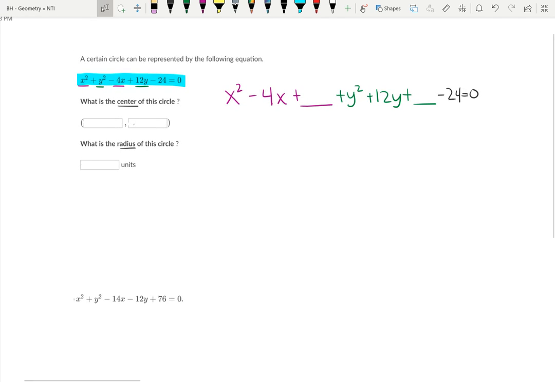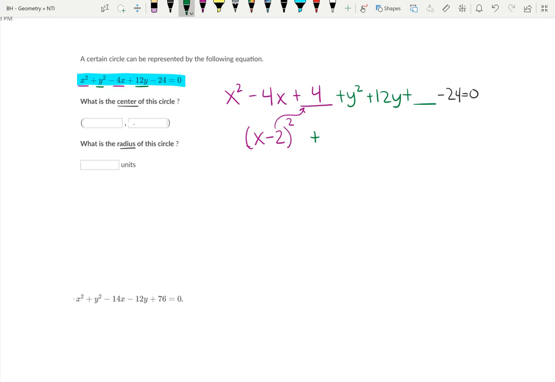Okay, so now that we have it set up, we're going to go ahead and take half of b. So we want to take half of b, which is -4. Half of -4 is -2. So we have x minus 2 squared. To get this value here, you need to square that. So -2 squared, or -2 times -2, is +4.